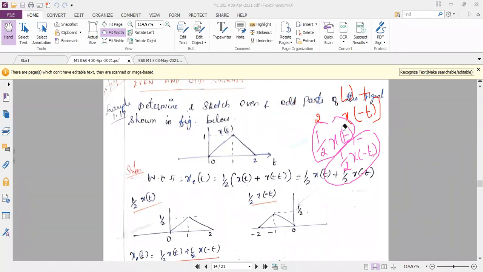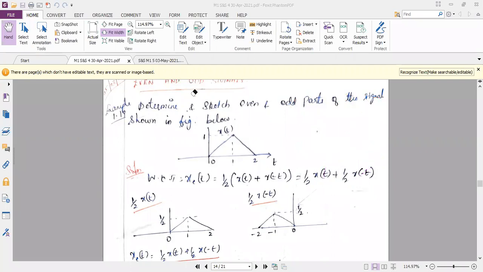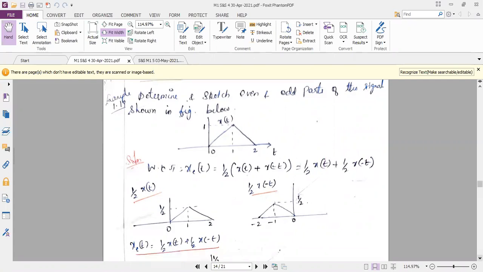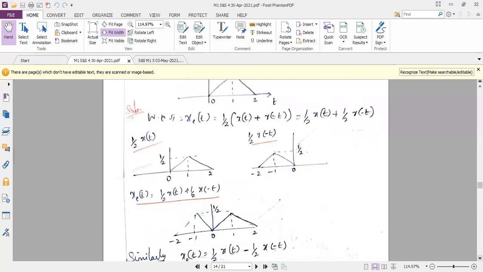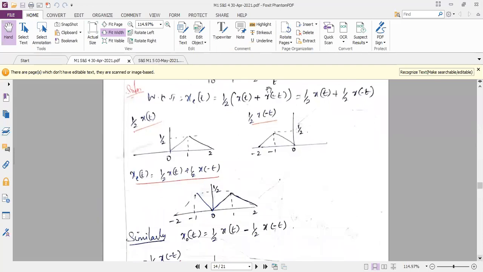Now, as per the formula, first I am going to draw the even signal. I prefer to draw the even signal because it has a plus in the formula, and solving with plus is always easier than minus. Now you can see the signal.